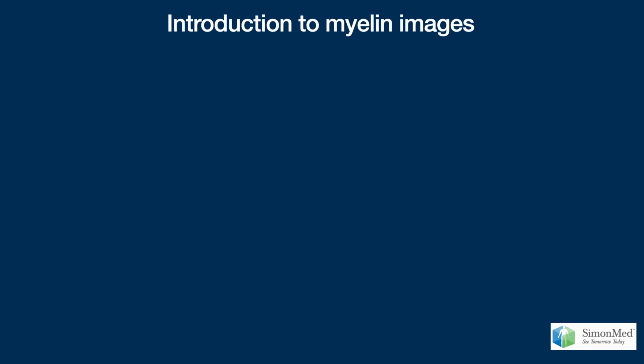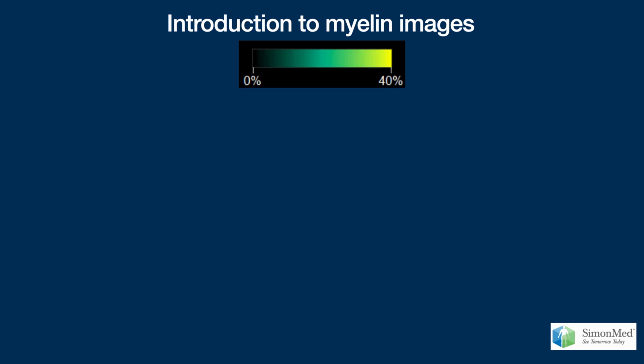Before getting to some cases, we begin with the myelin images. The standard display employs a green to yellow scale of myelin concentration, which covers the range of 0 to 40%. This reflects the native concentration of myelin in various brain tissues, which ranges from near 0 in gray matter to roughly 40% in the corpus callosum.